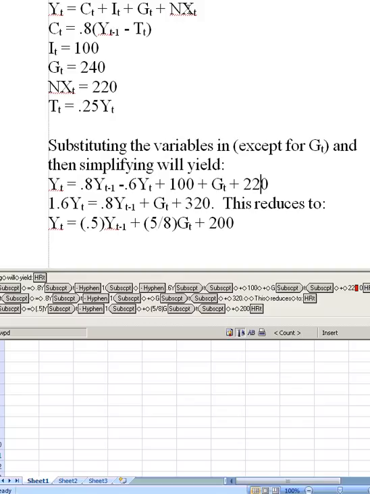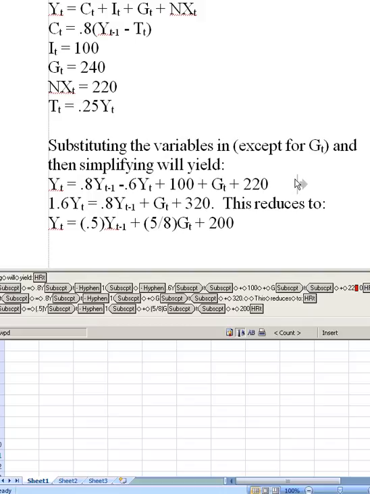At the top of your screen, you see the equations that are given. Generally speaking, the first equation is just assumed you know. The others have to be given to you. We substitute all the variables in except for gt. That gives us this equation on the second level.